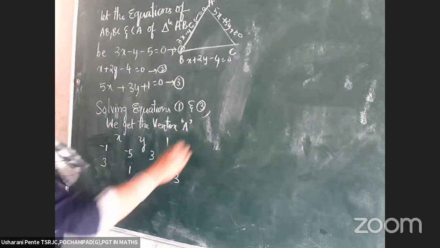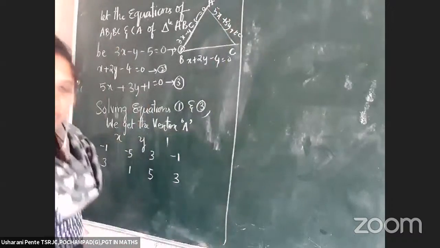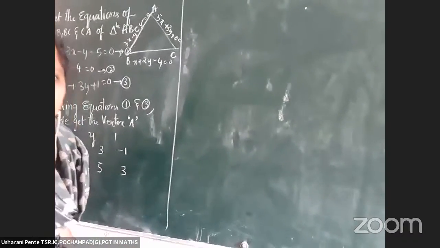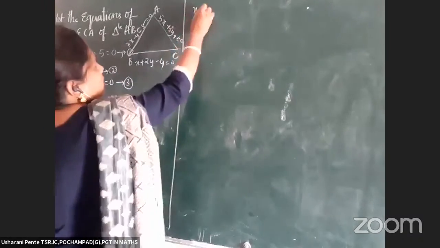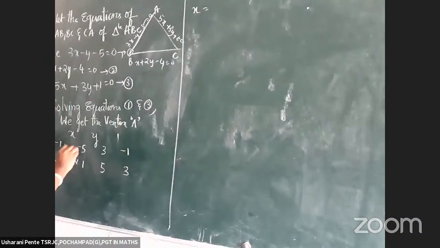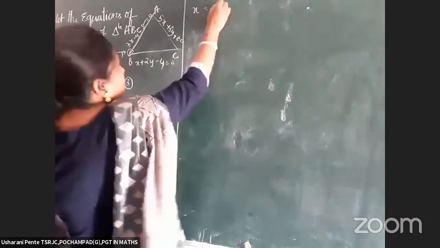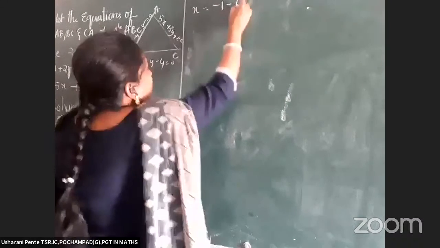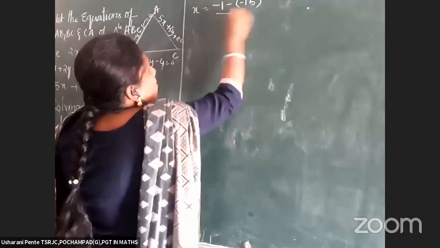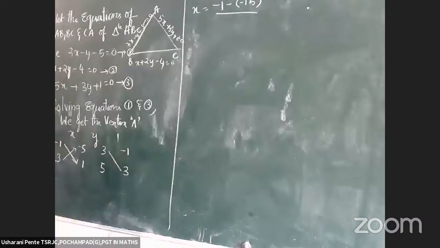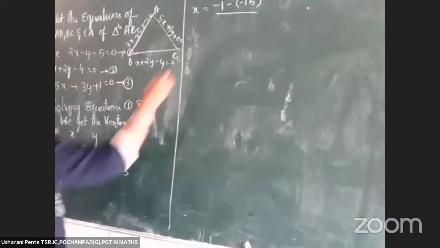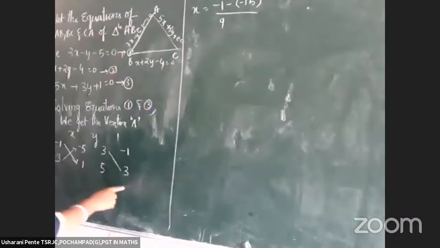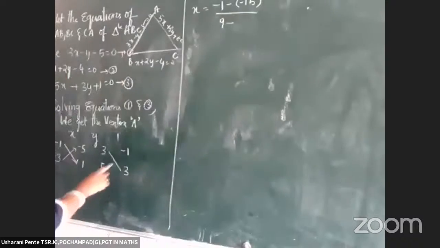Now we need to find the value of x to get the vertex A. x is equal to how much? Multiply this into this: -1 into 1 is -1. Minus of -5 into 3 is -15, divided by what we have here: 3 fives are 15, 3 threes are 9, minus of how much we have?